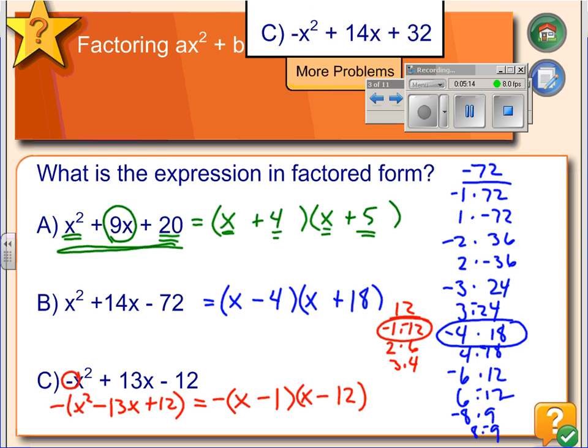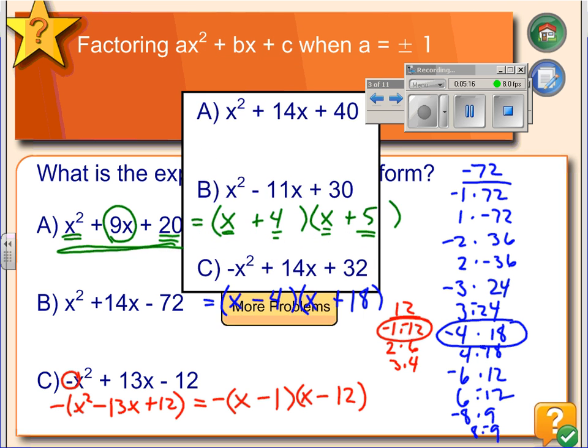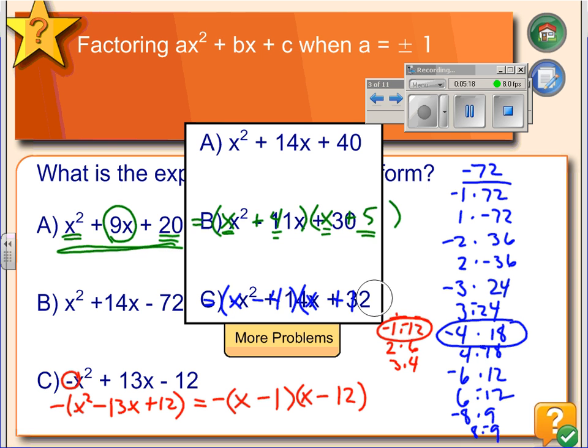Here are some problems for you to try. Hit pause while you try them, and when you have answers, hit play.